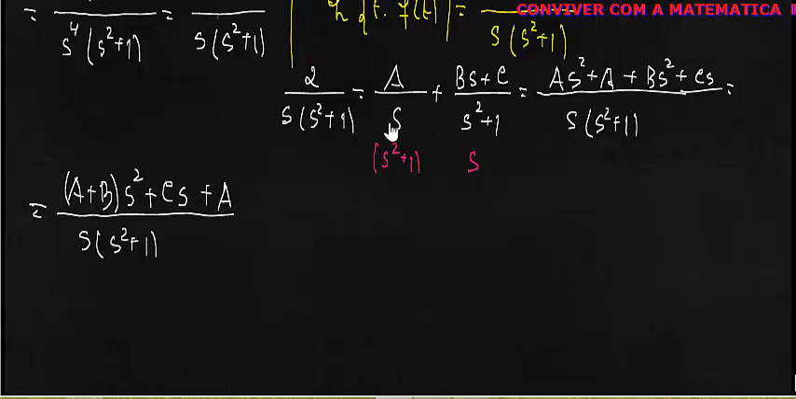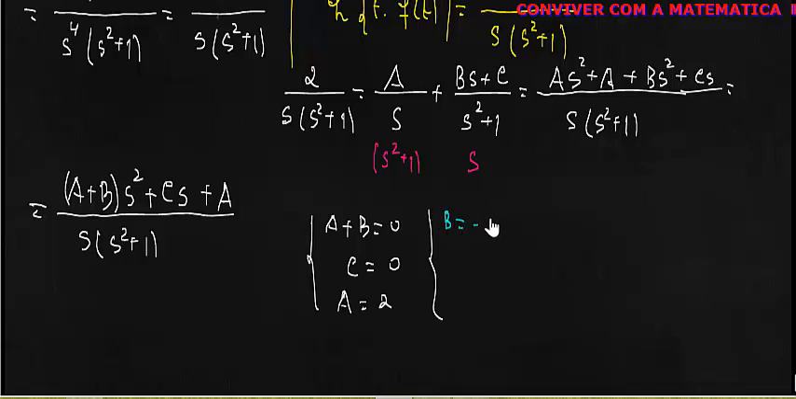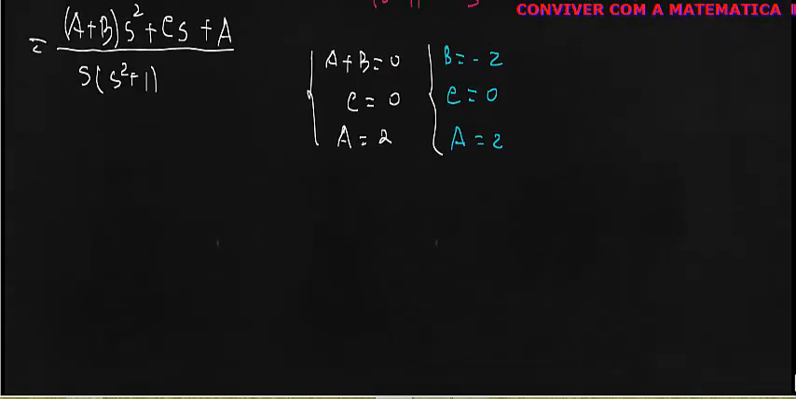Okay? And so it is quite easy to understand that I will get a system of equations, and a plus b must equal 0. And as you can see, c must also equal 0, and a will get the value 2. So in this way it is very easy to understand that b equals minus 2, c equals 0, and a equals 2.